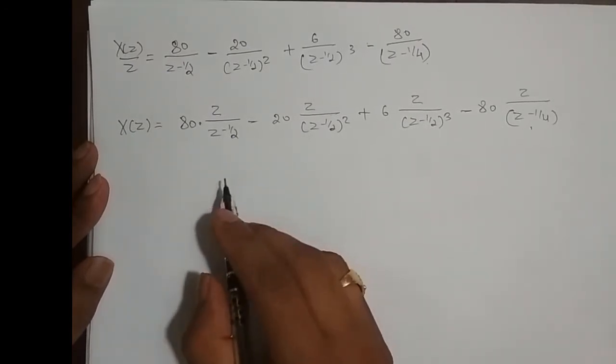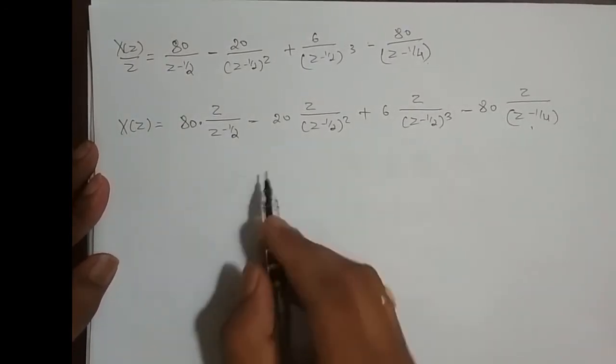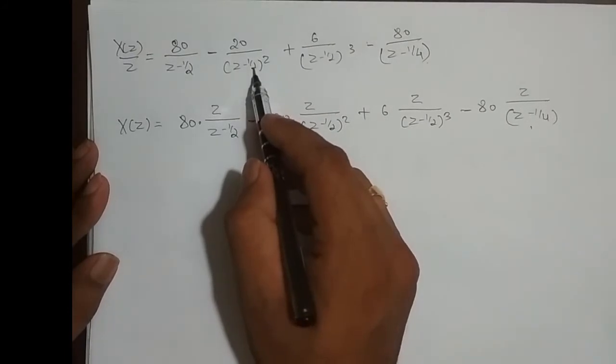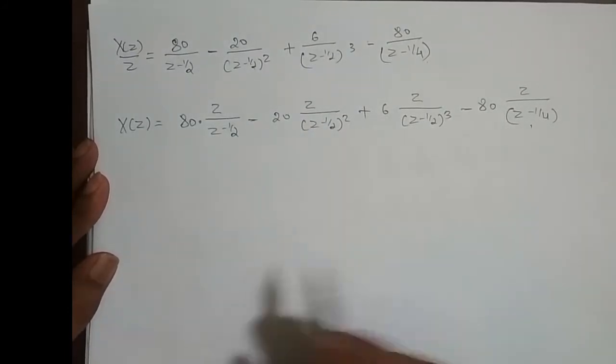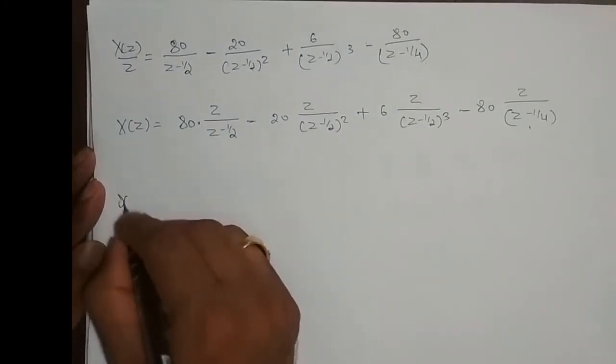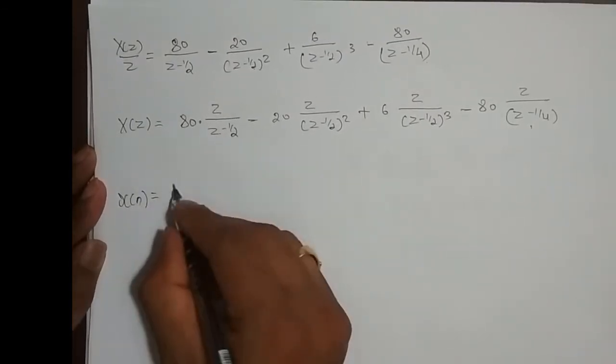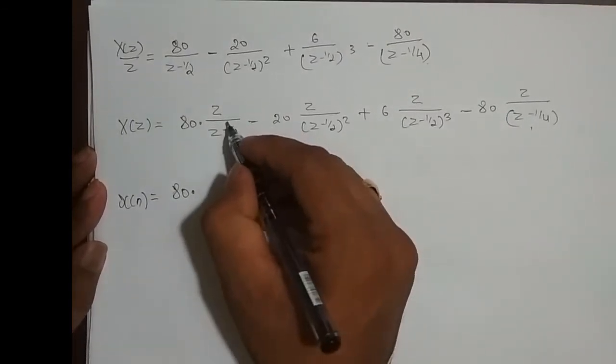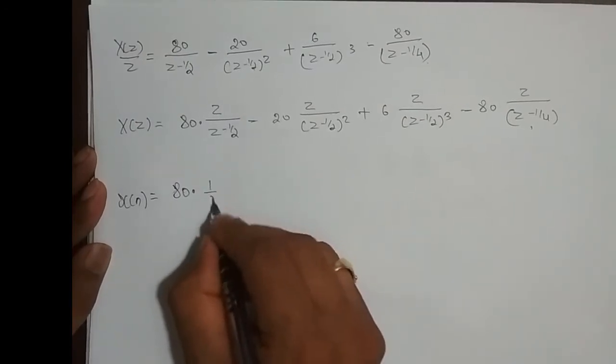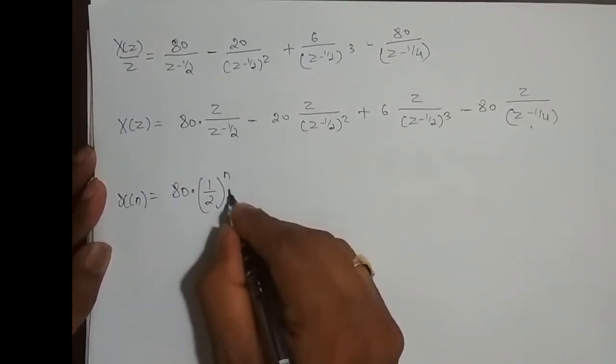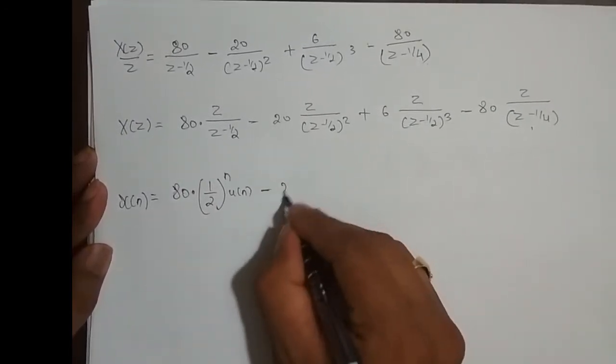Now I need to find the inverse transform for the region outside the outermost circle. The outermost circle is 1/2, so all the sequences are right-sided sequences. So what do we get? x(n) is equal to 80 into, what is the inverse transform of this? If it is a right-sided sequence, it is (1/2)^n u(n).